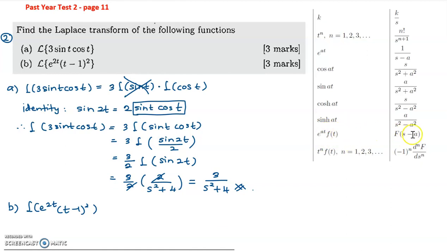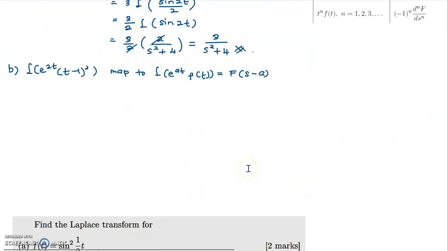So we are actually in this form, similar to this one. This one is mapped to the Laplace of e to the power at times f(t), where the answer is supposed to be in the form of F(s minus a). So this is the first shifting property that we have discussed earlier.